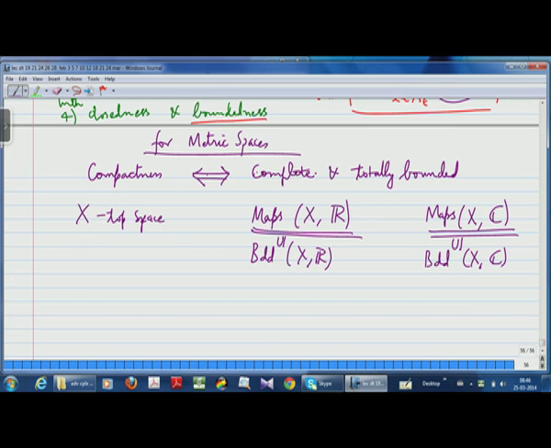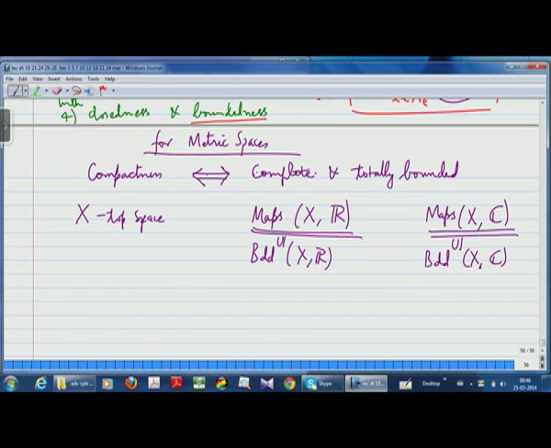Up to this point, I don't even need X to be a topological space. X could have even been a non-empty set. I've not used the topology on X. I will worry about the topology on X if, for example, I'm looking at maps which are connected with the topology, namely continuous maps. But I'm just looking at maps, so X need not even be a topological space. In fact, I can just say X is just a non-empty set. So I get these two algebras and I get these subsets of bounded maps.